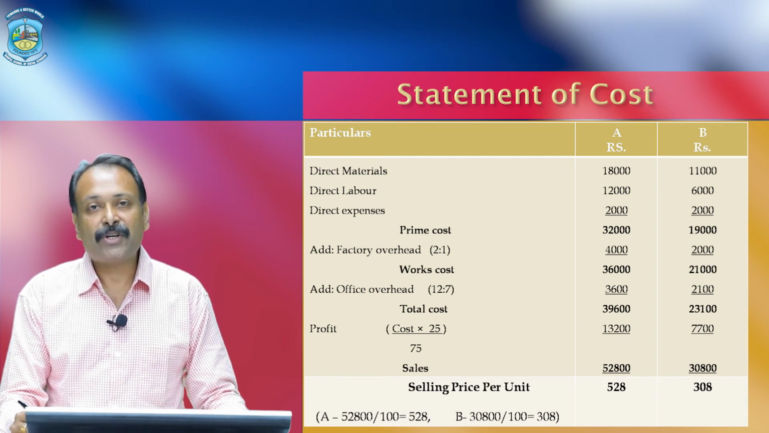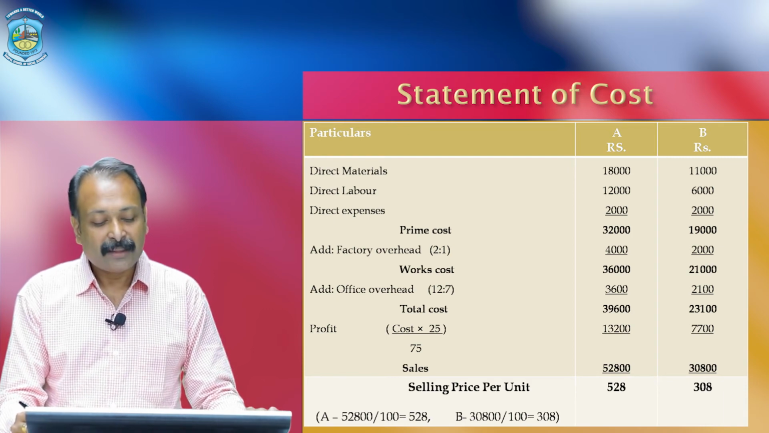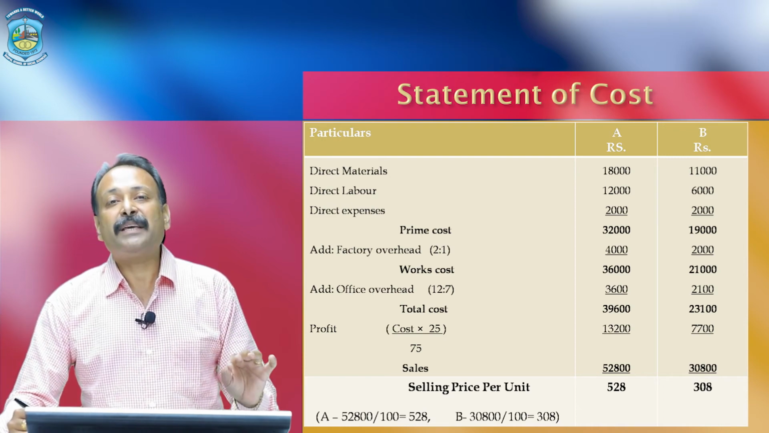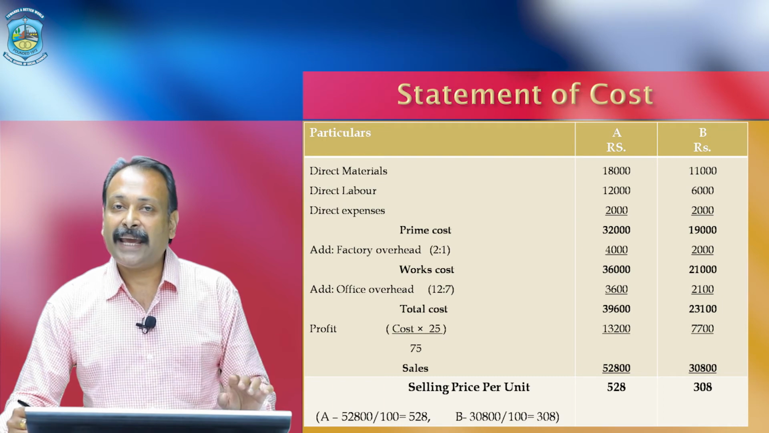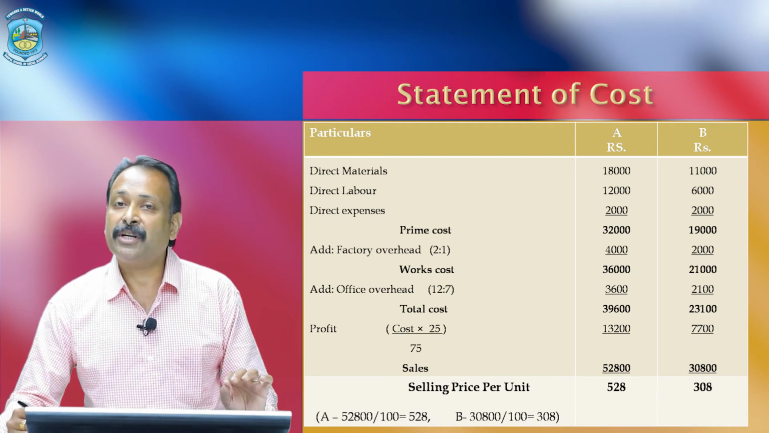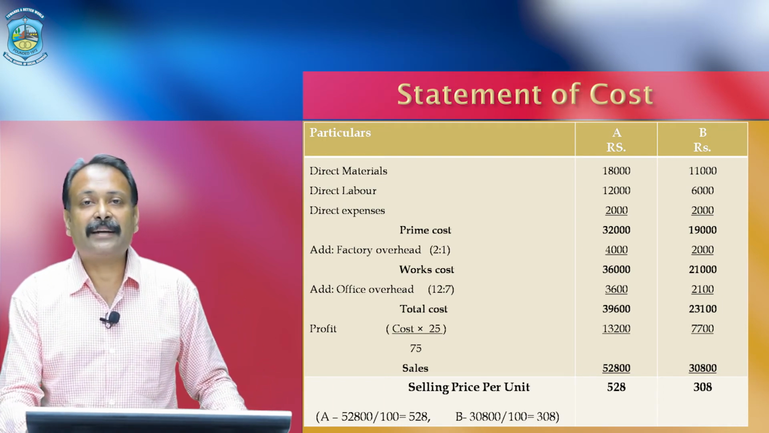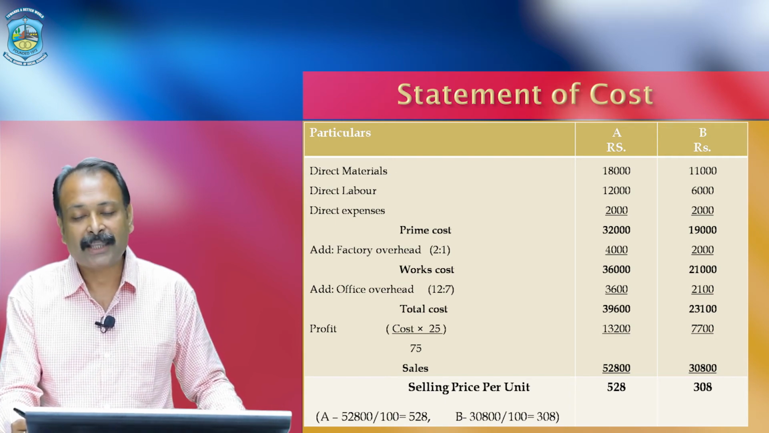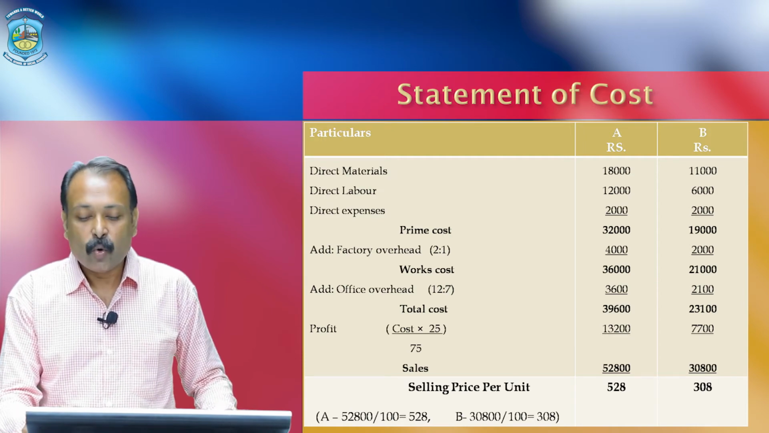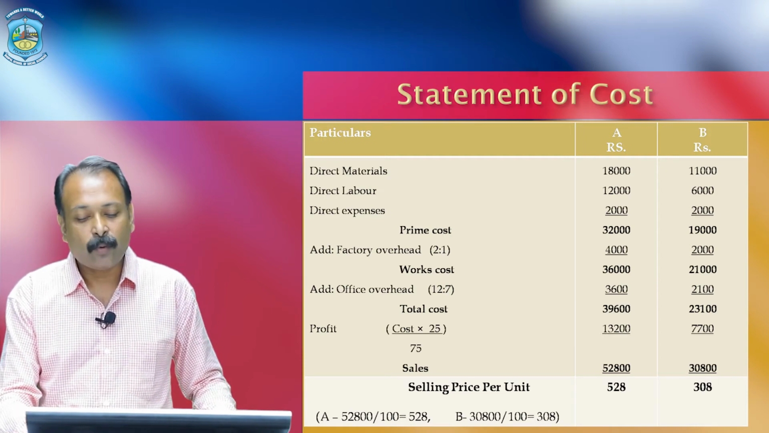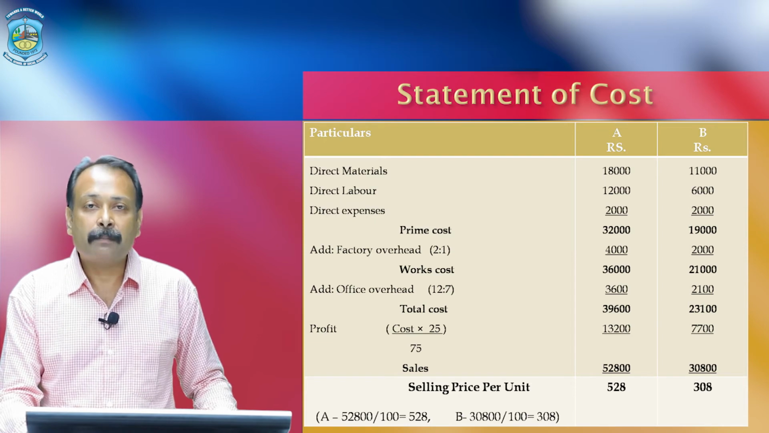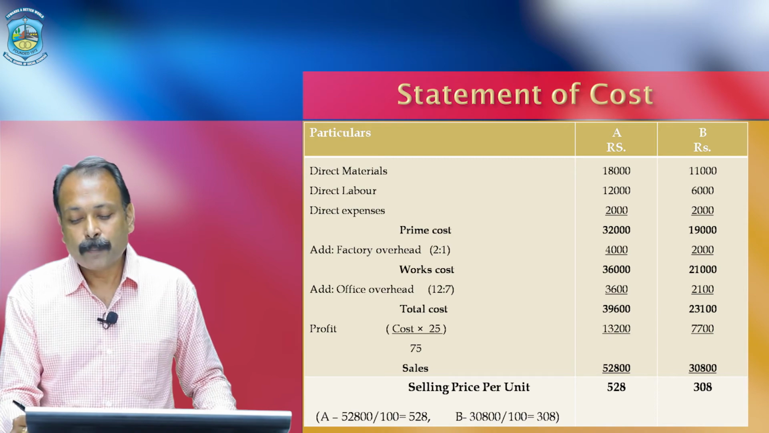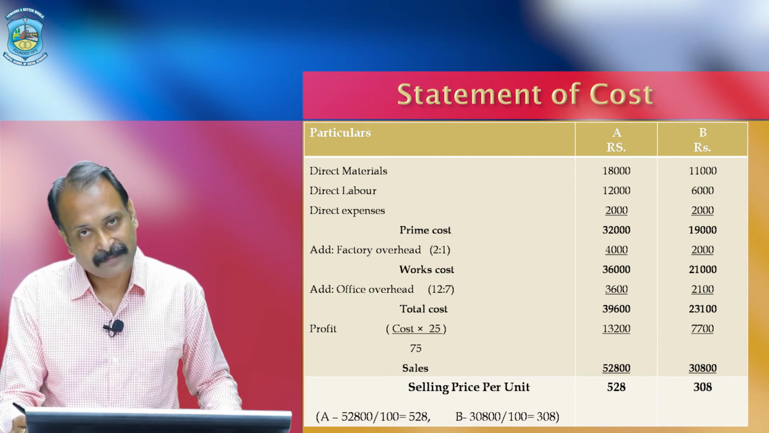30,800. In the question they ask us what would be the price per unit. We know that 100 pieces were produced for machine A and 100 pieces were produced for machine B. So 52,800 is divided by 100 as well as 30,800 is also divided by 100 to get the selling price per unit. When 52,800 is divided by 100, the price per unit is 528 rupees for category A and 308 rupees for category B.